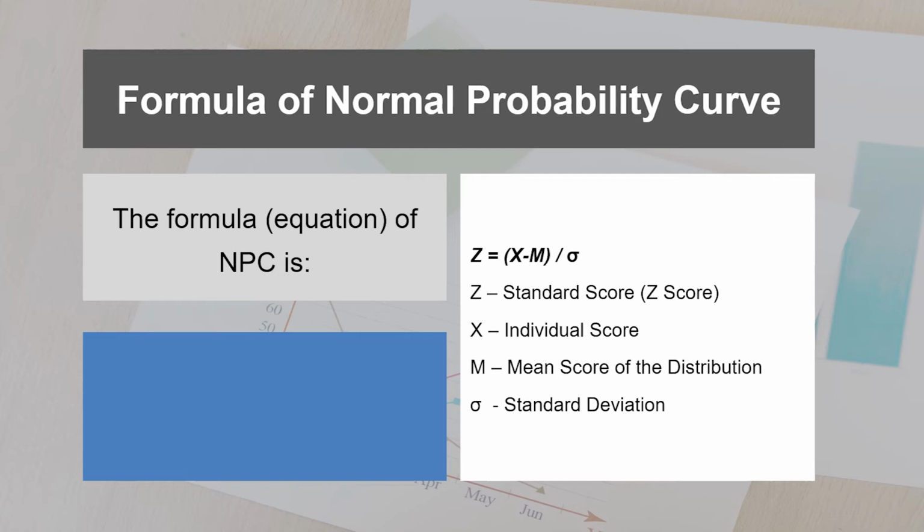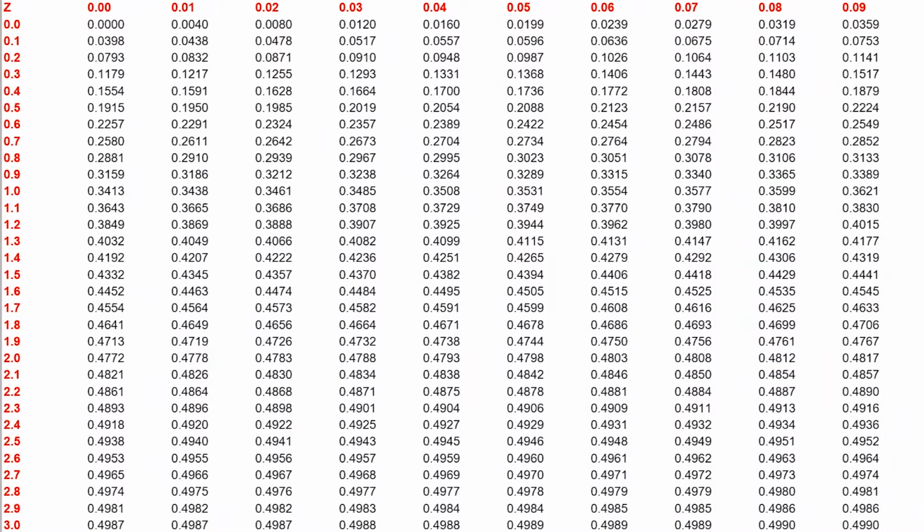By using this equation, we can solve different types of problems and go for testing the applications of the normal probability curve. Here you see the table of the normal probability curve. In the first column is the Z score, and across the top you will find the decimal values. So how do you find the value? Say it is a Z score of 1.25. This is the standard score.